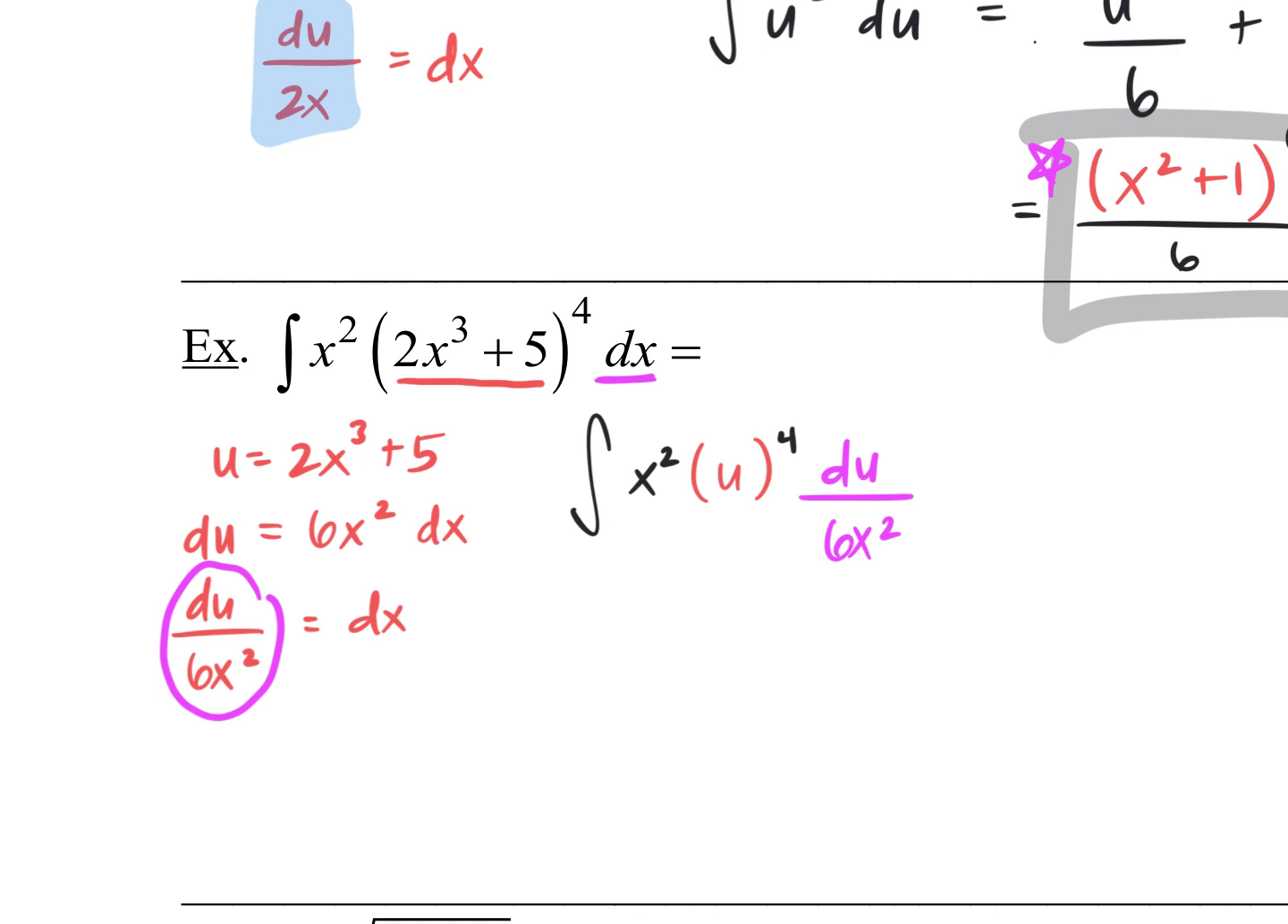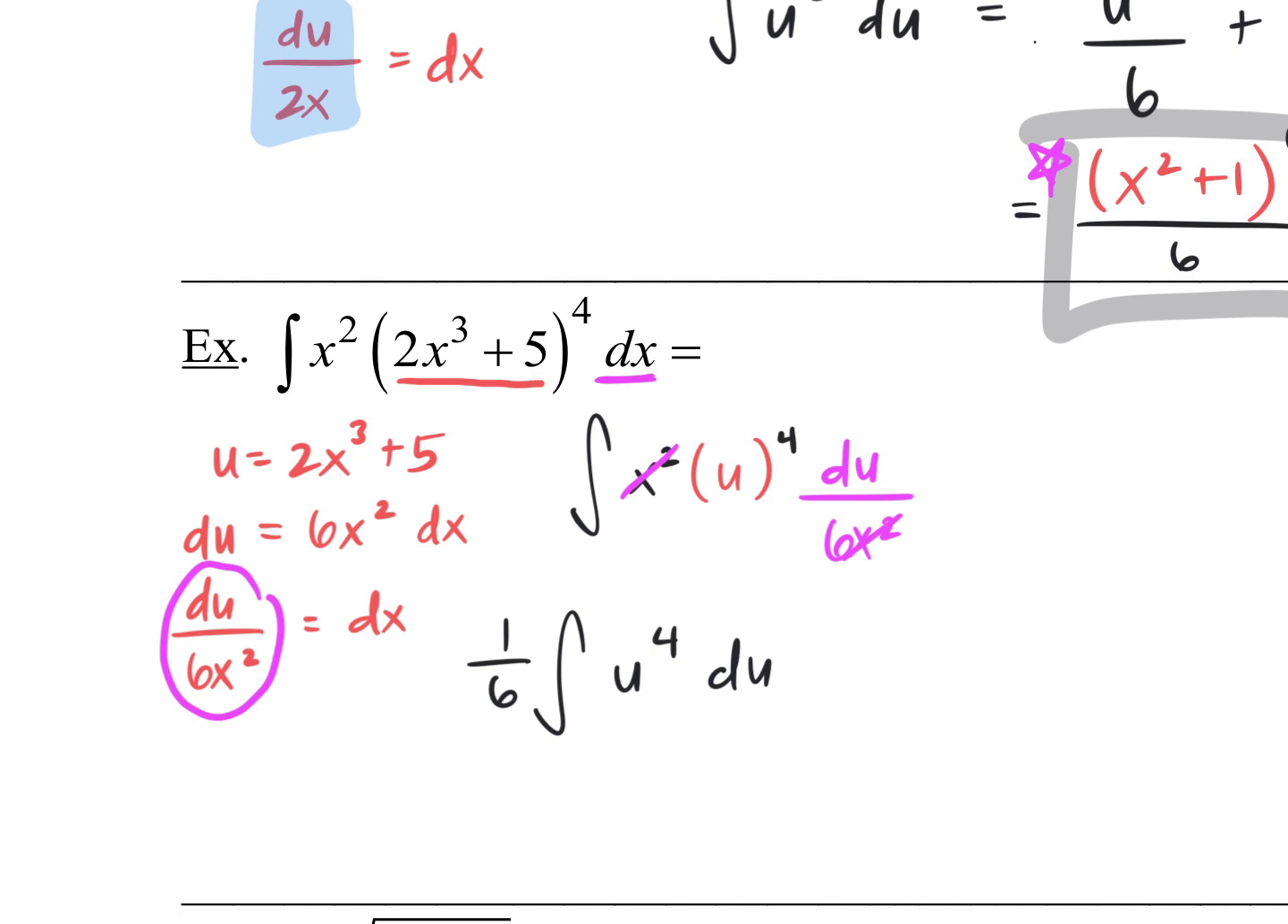And now what's going to simplify? My x squareds. Those both go away. And I'm left with the integral of u to the 4th power du. And then that 6, don't forget that 6 down there. I'm going to write that as 1/6 on the outside. Okay? Because any constant is always going to be part of my integration after I integrate that function. Okay, so now from here we can integrate this.